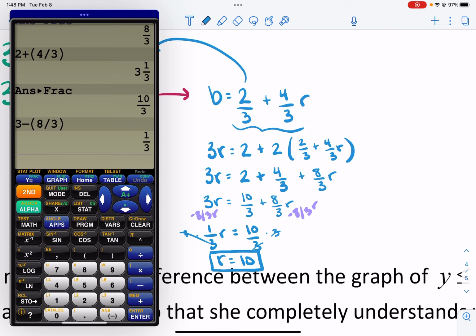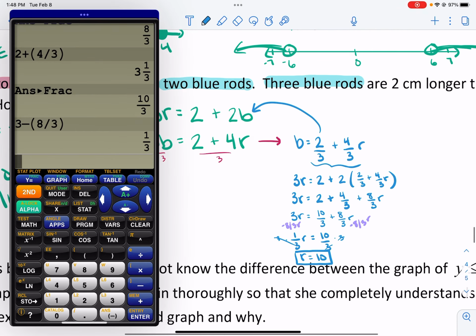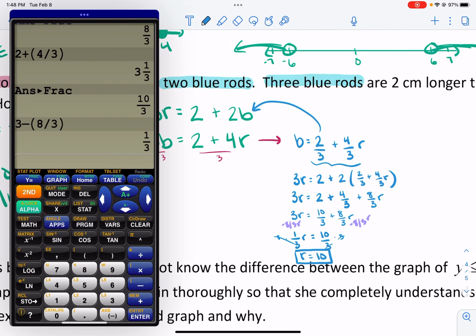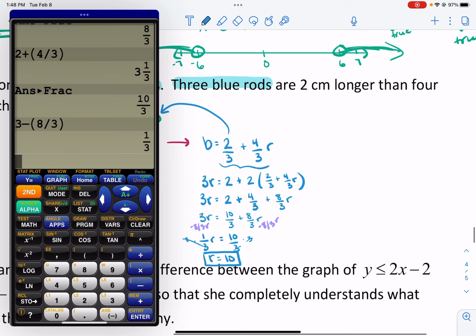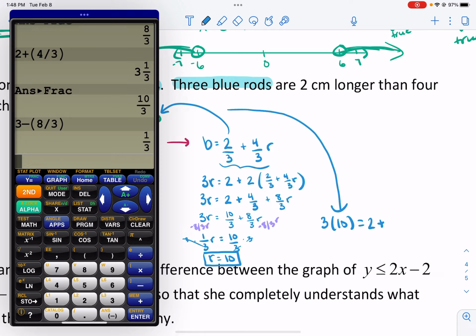Good. Then we can take one of our original equations. Okay, we could take the first one, that doesn't matter. We can take the first one over here. And that will be 3 times 10 equals 2 plus 2b. So we've got 30 equals 2 plus 2b, 28 equals 2b, so b equals 14.